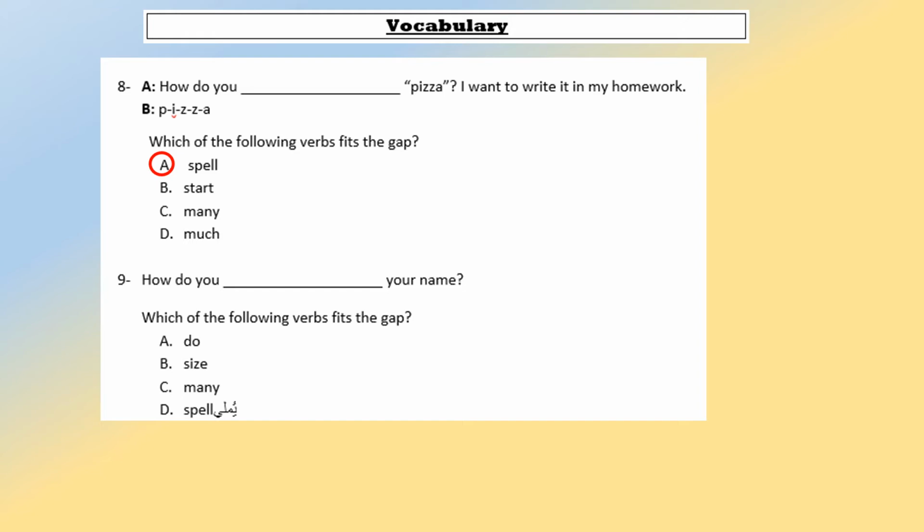Number 9, how do you space your name? How do you start your name? How do you do your name? How do you size your name? How do you many your name? Or how do you spell your name? Of course, the correct answer is how do you spell your name?